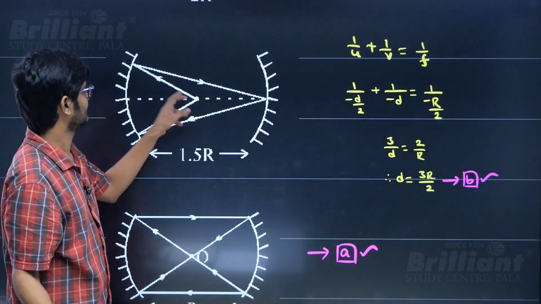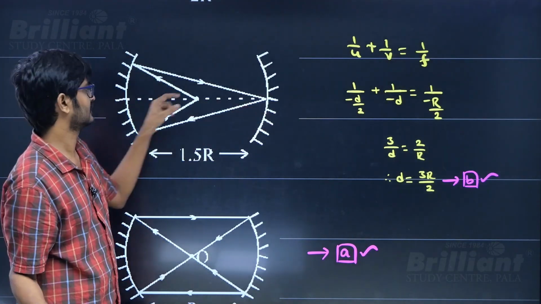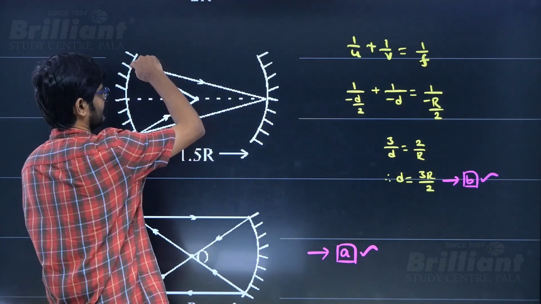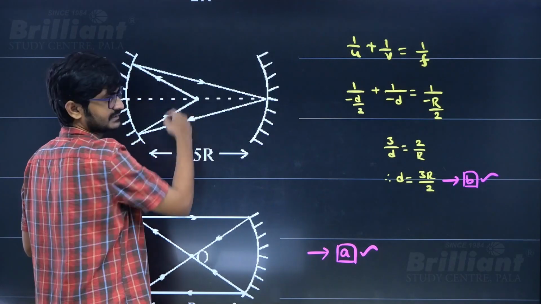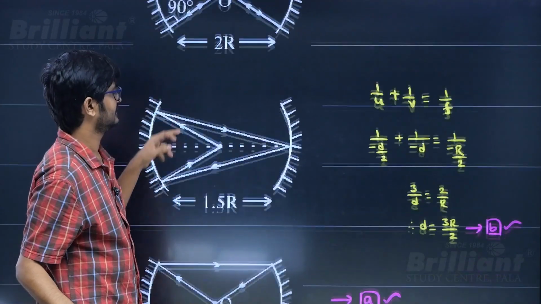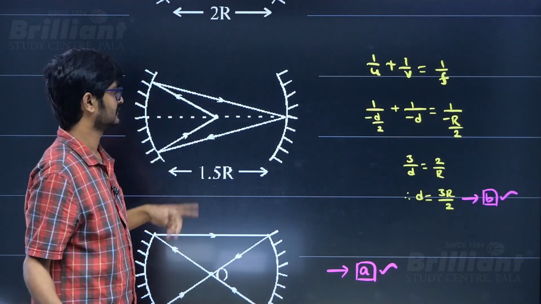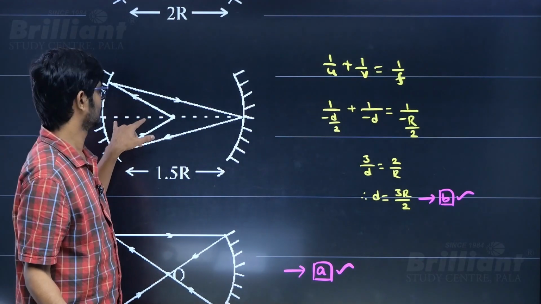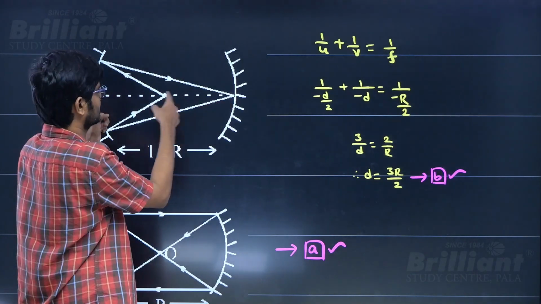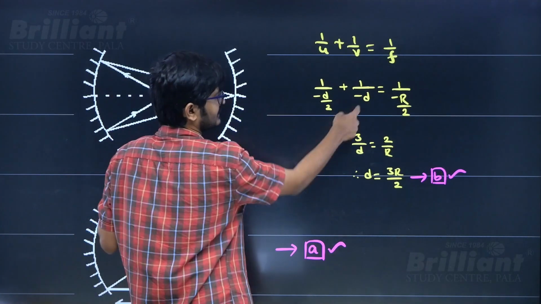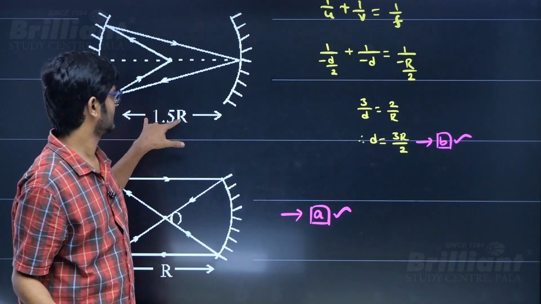In the other case, the rays are hitting at the pole. If the image is forming at the pole, then this ray will be interchanged with this ray, and this ray with that ray. Here rays are retracing, here rays are interchanging. The ray which is hitting here will go like this and form the image here. So in this case I will be using u, v: 1 by u plus 1 by v equals 1 by f. This distance is half of this distance, so object distance is minus d by 2, image distance is minus d, and focal length is minus r by 2. When you substitute, you will be getting d equals 3r by 2.